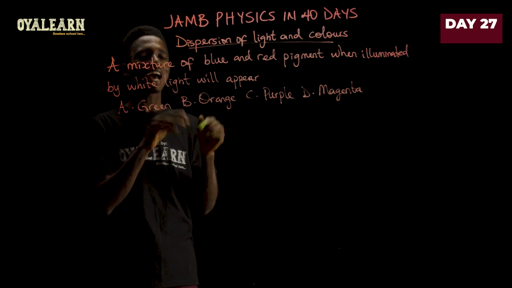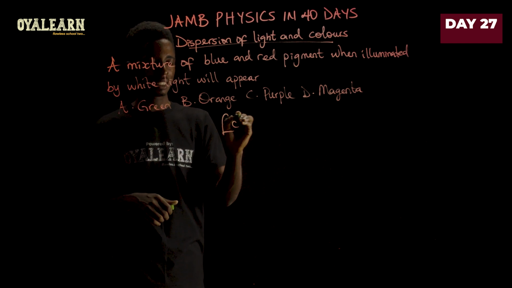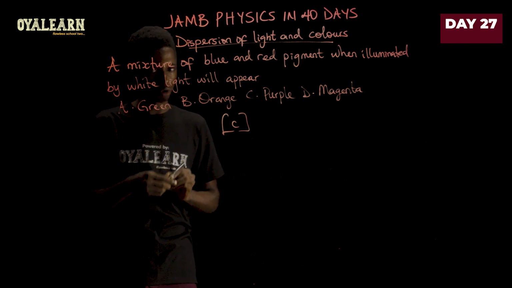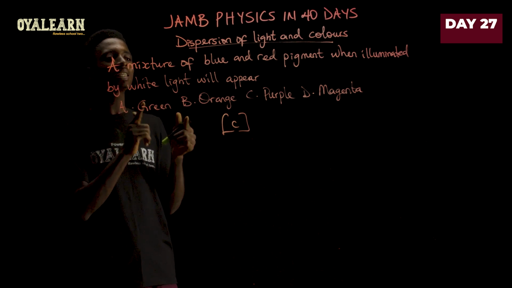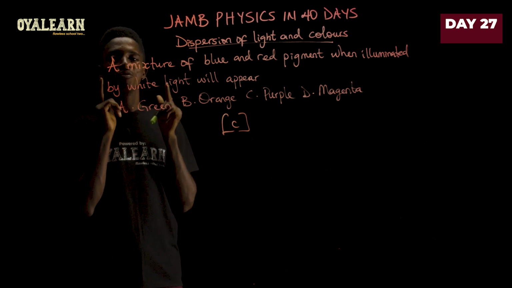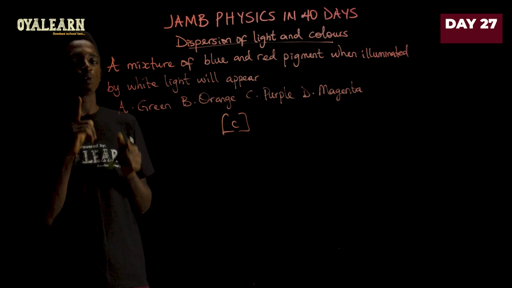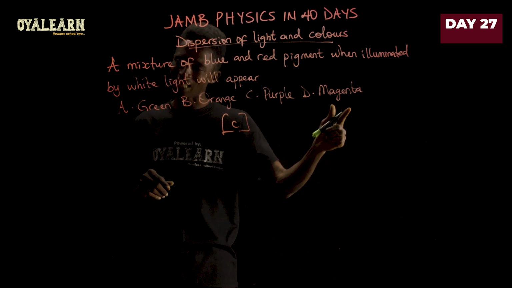So in this case, the answer is option C, purple. Now, take note, if these were just lights that are mixed together, if you mix blue light and red light together, what you are going to get is magenta.